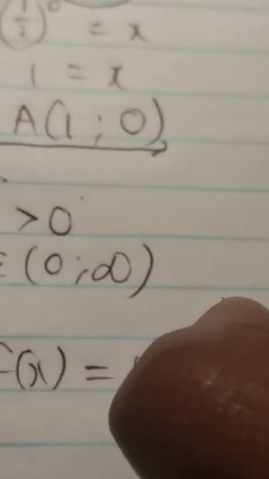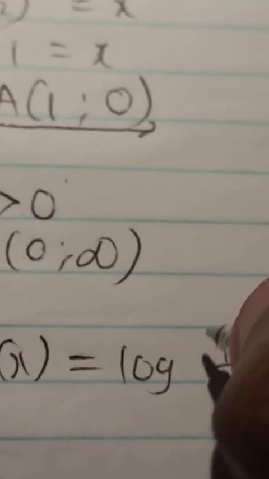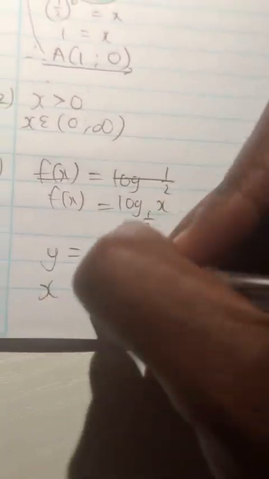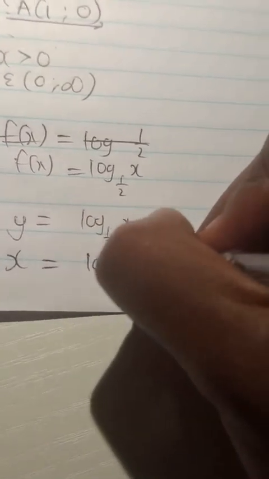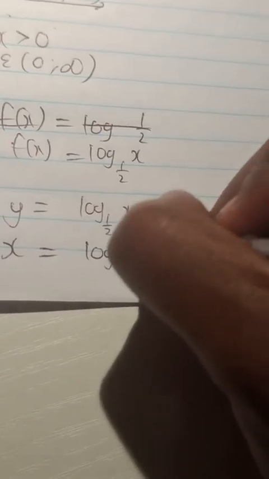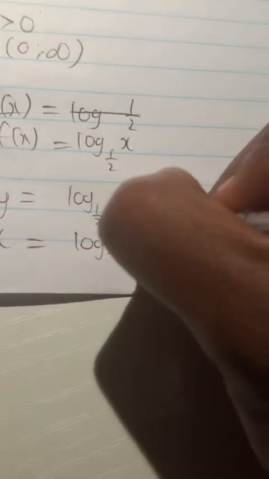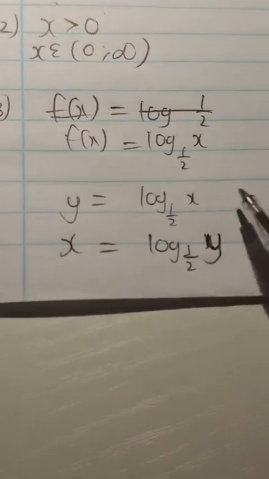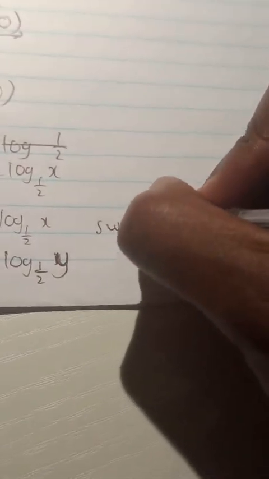Well, we do what we know we should do. f of x is equal to log. Let's first write down the function. f of x is equal to log x base half. Then obviously say y is equal to log half x. Then we swap first. It's always the case, we have to first always swap. So what do we mean by swapping? We mean that the y becomes x and the x becomes y. Very important to first swap.